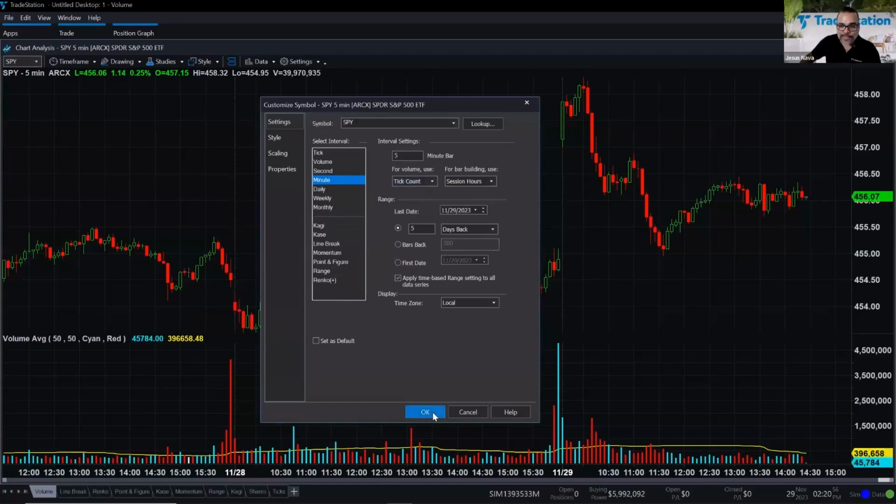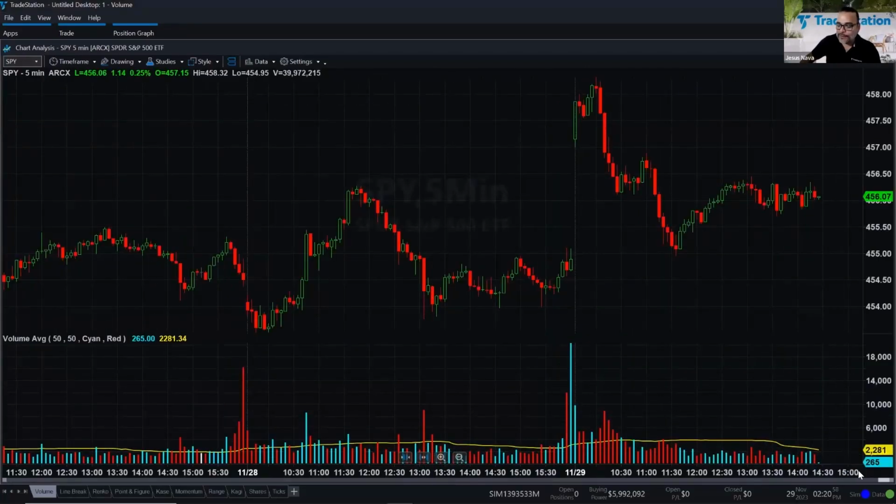If I set it to tick count and click OK, notice that right here at the bottom, we can see the numbers change drastically because now it's not keeping track of the number of shares. It's actually just counting the number of times that Spider is being traded. So the cyan number here on the far right shows Spider has been traded 332 times in the current 5-minute bar. And on average, it's trading about 2,200 times every 5 minutes. That 2,200 represents how many times Spider is trading every 5 minutes.